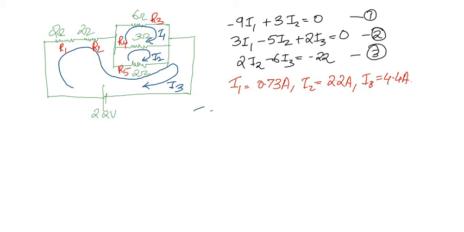So the current through the first 2 ohm resistor, IR1, equal to I3, that is 4.4 ampere. Similarly, the current through the second resistor will be IR2 equal to the same current, 4.4 ampere. Now when we look at the third resistor R3, that is 6 ohm, the current through that is I1. So IR3 is equal to I1, that is 0.73 ampere.